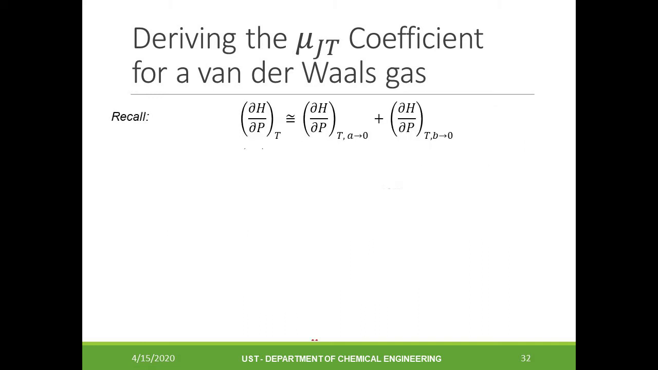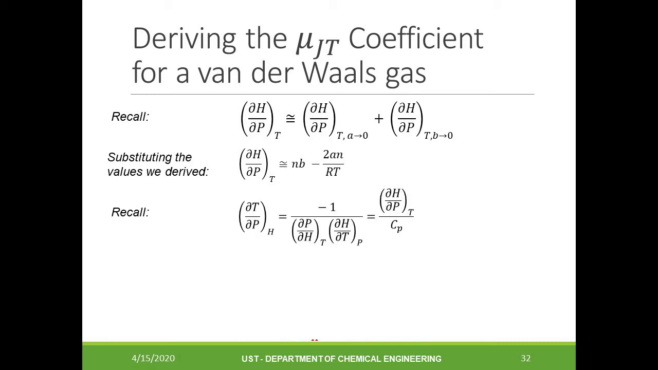Alright, so we have this expression to calculate the dependence of enthalpy on the constants A and B. We can now simply add them as shown in this equation. So we put them together and we will have this equation for the enthalpy dependence on pressure, which is simply NB minus 2an over RT.